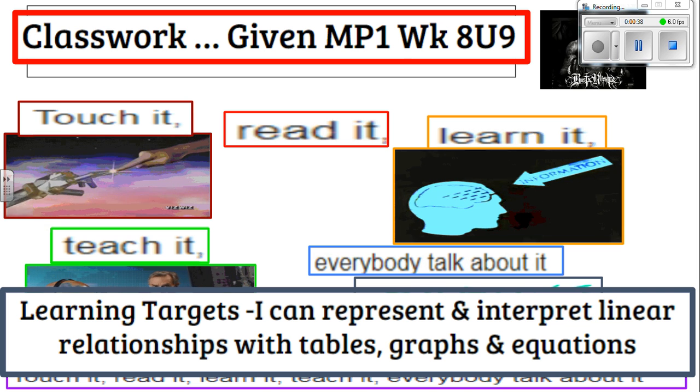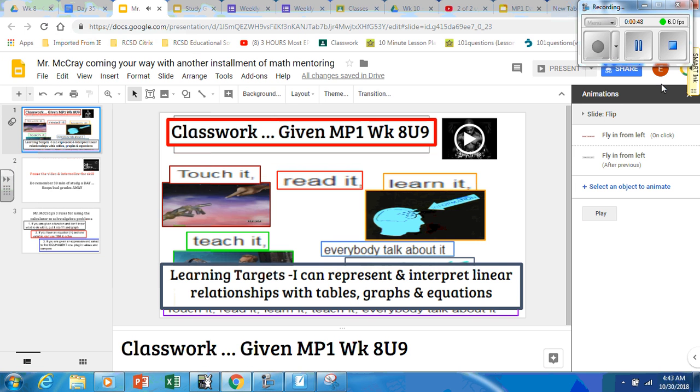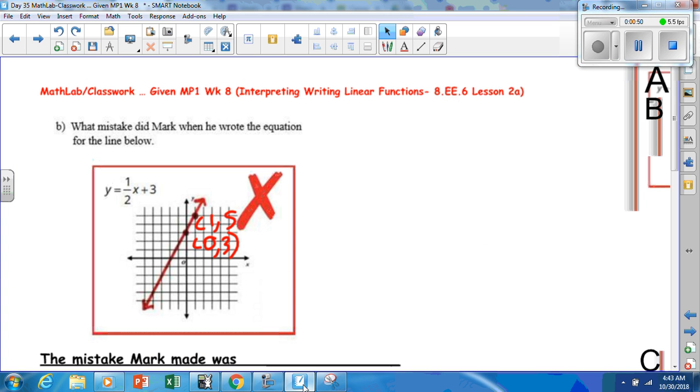Here we go. Read silently as I read it aloud. What mistakes did Mark make? He says that y equals 1 over 2 x plus 3. Okay, we notice that we can create a table from this xy table because we do have 2 points that we're working with. So let's examine those 2 points here.